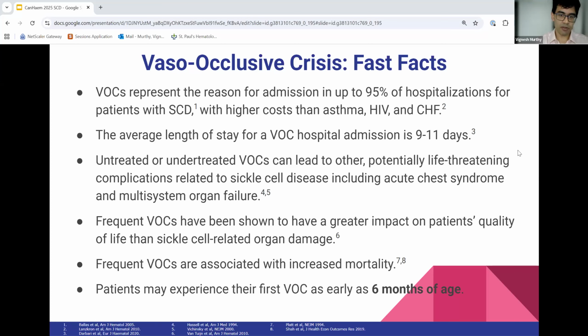Untreated or undertreated vaso-occlusive crises can lead to other potentially life-threatening complications related to sickle cell disease, including acute chest syndrome, which we will get into later, and multisystem organ failure.